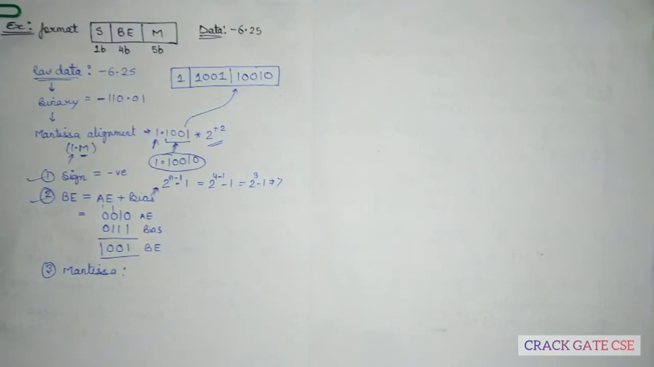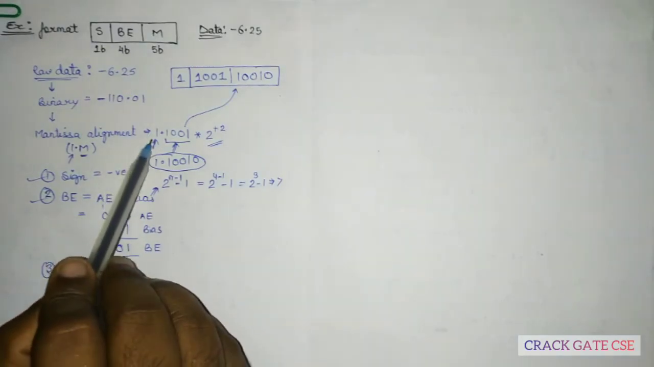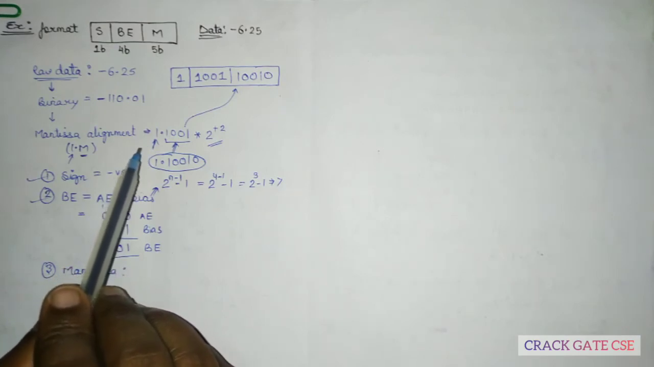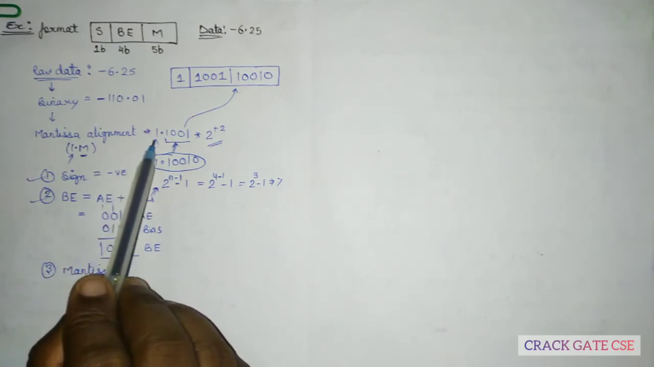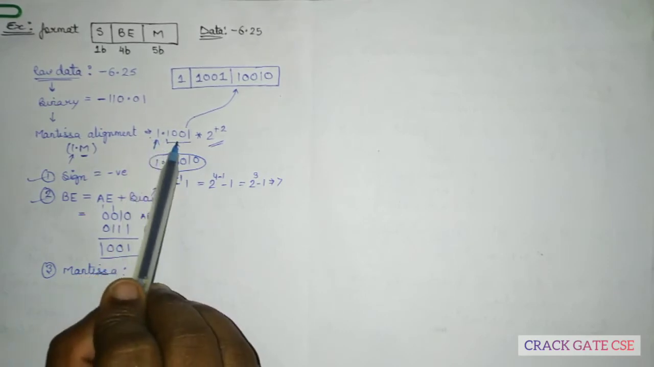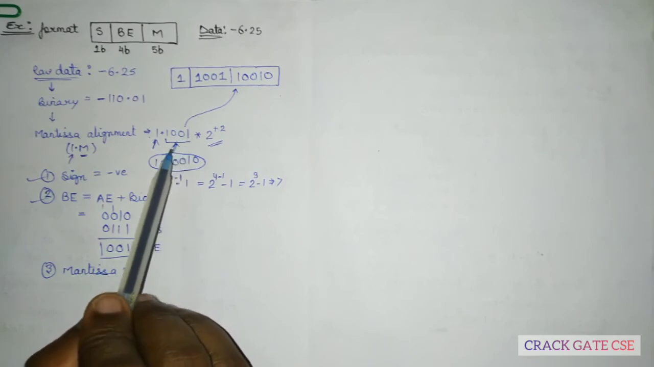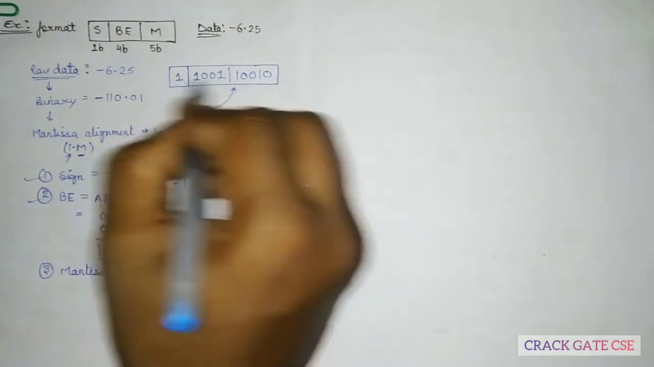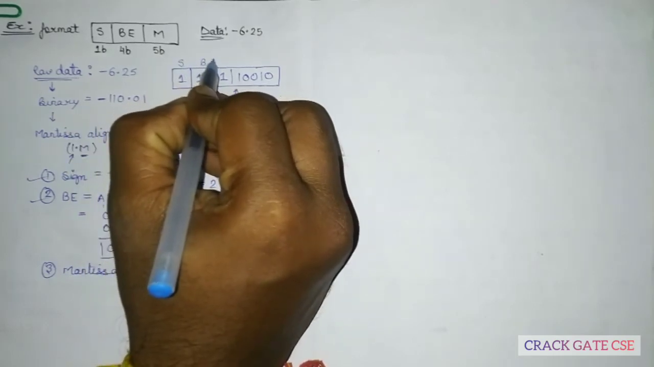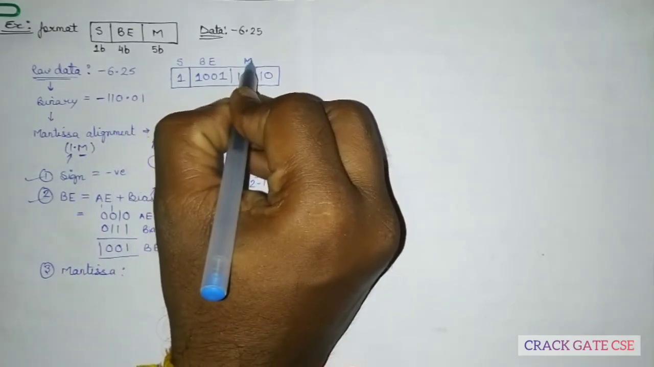If I'm talking about an integer value, and I have to pad zeros, I can pad them at the MSB place, that is, the leftmost place. Here I am padding at the rightmost place. This is how we have stored it. So this is the sign, this is the biased exponent, and this is the mantissa.